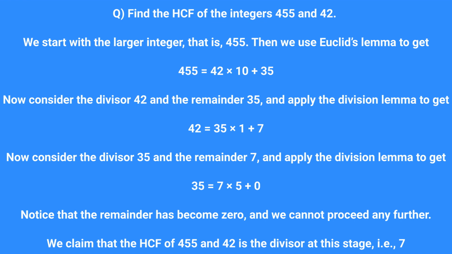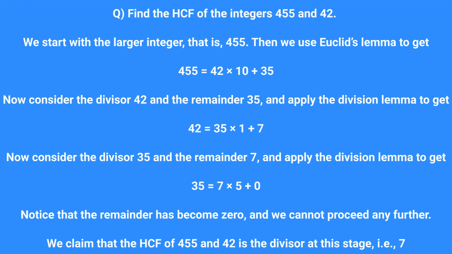We start with the larger integer, that is 455. Then we use Euclid's lemma to get 455 is equal to 42 into 10, 420, plus 35, 455. Now consider divisor 42 and the remainder 35 and apply the division lemma to get 42 is equal to 35 into 1 plus 7. Now consider divisor 35 and the remainder 7 and apply the division lemma to get 35 equals 7 into 5 plus 0.